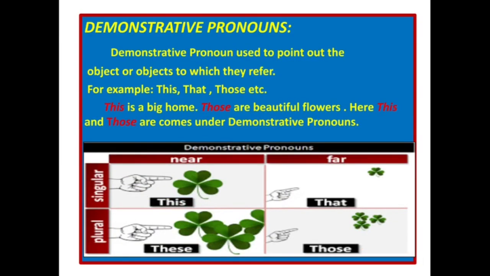Demonstrative pronouns. Demonstrative pronoun used to point out the object or objects to which they refer. For example, this, that, those, etc. This is big home. Those are beautiful flowers. Here, this and those comes under demonstrative pronouns.